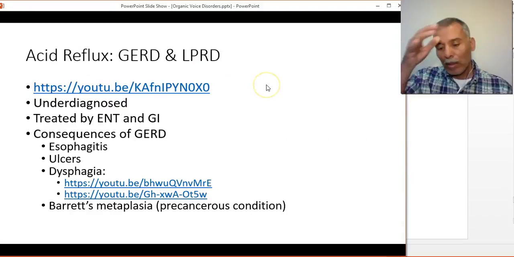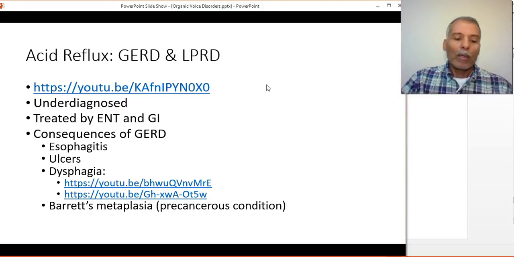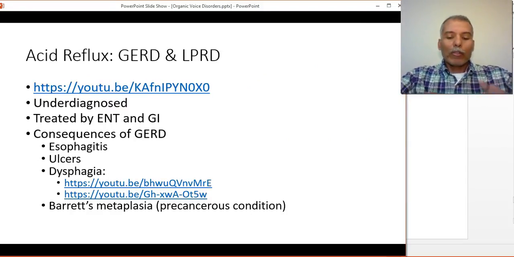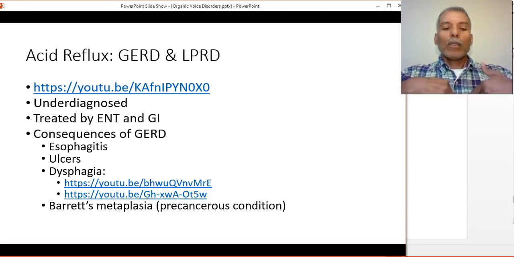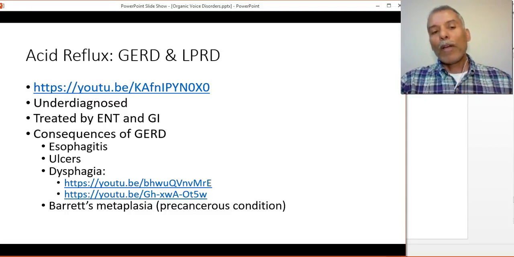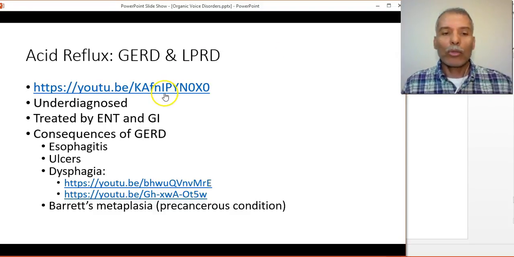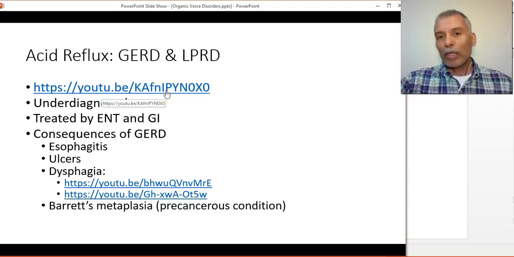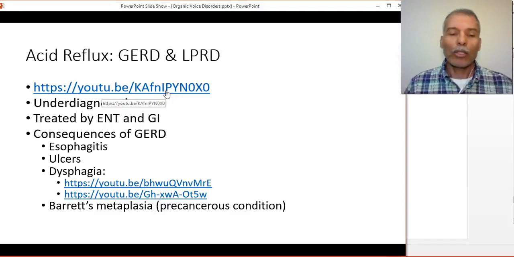And the stomach juices, as they would move up because of an abnormal valve. There's a video here that actually shows you the esophagus and how the stomach digests and so on. It's very good.